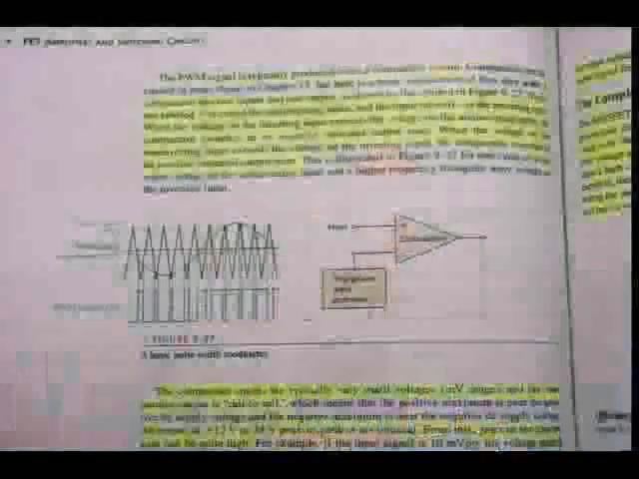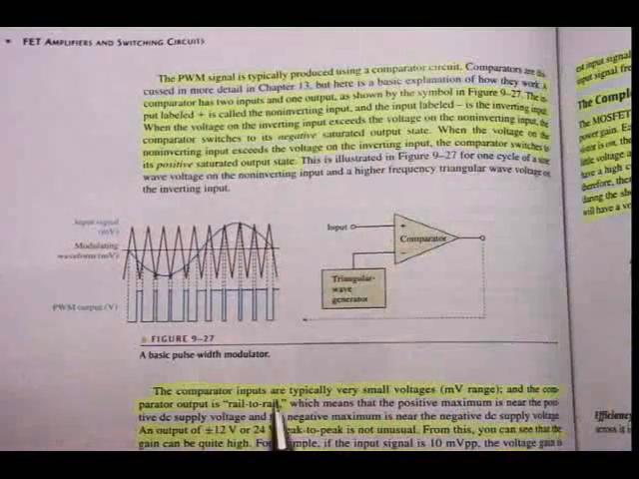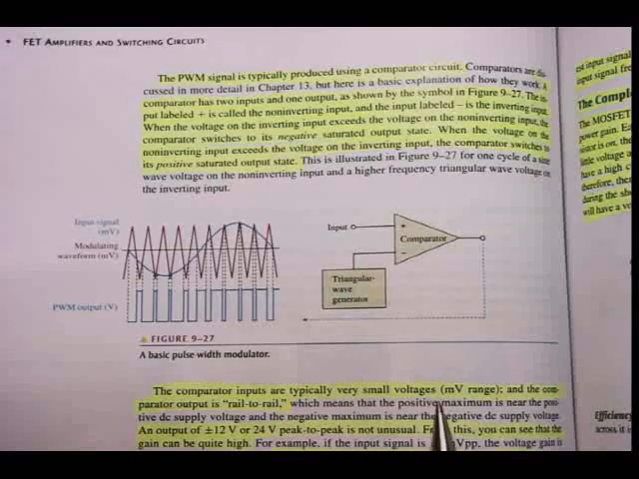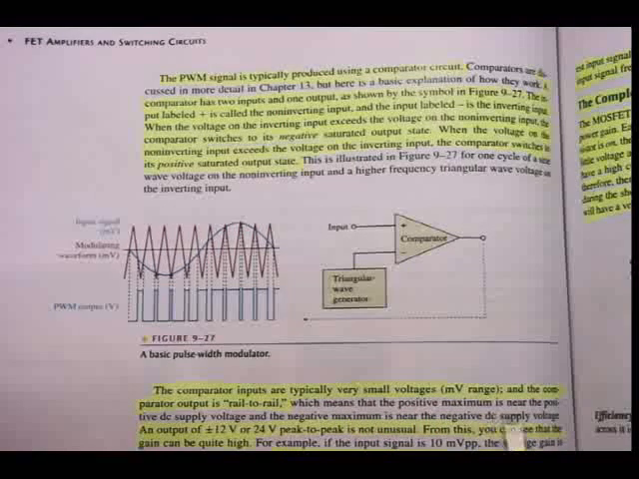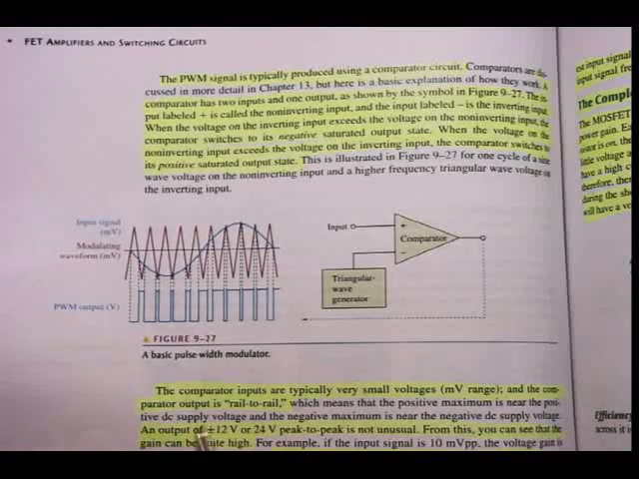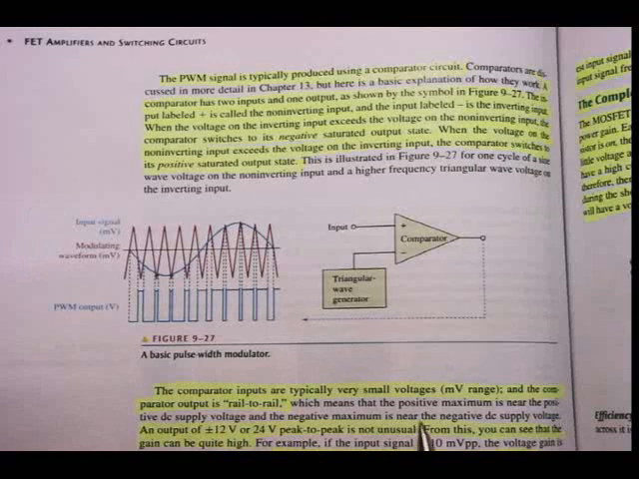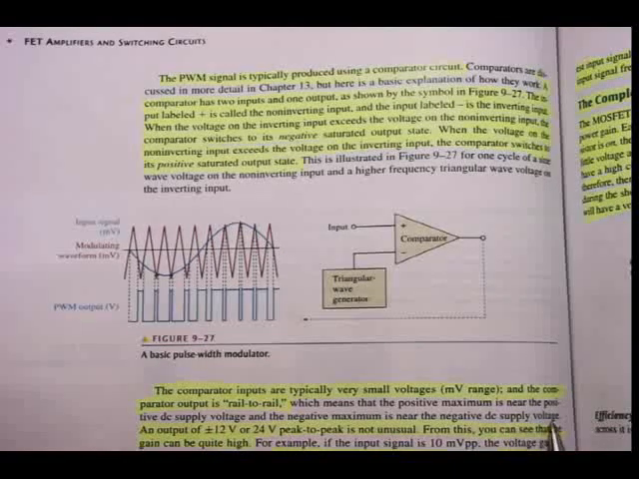All right. So the comparator, just below figure 9-27, the comparator inputs are typically very small voltages in the millivolt range, and the comparator output is rail to rail. Now the rail to rail, what does that mean? It means that the positive maximum is near the positive DC power supply and the negative maximum is near the negative DC voltage.